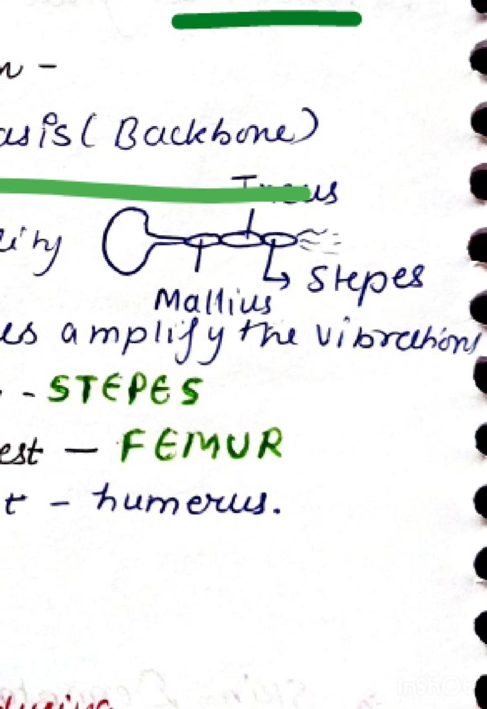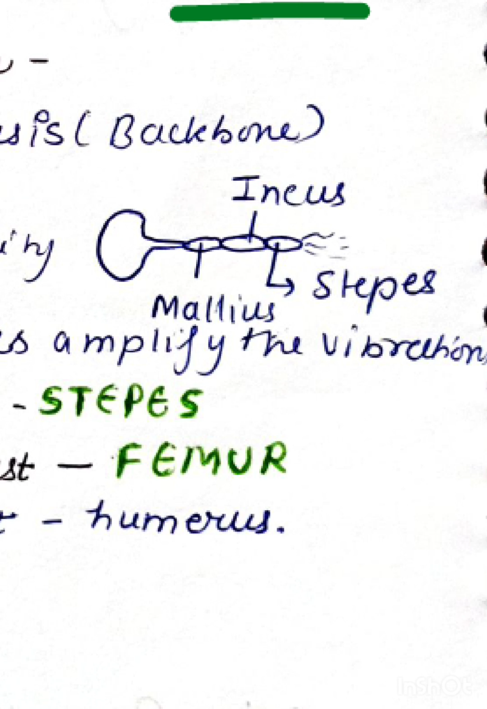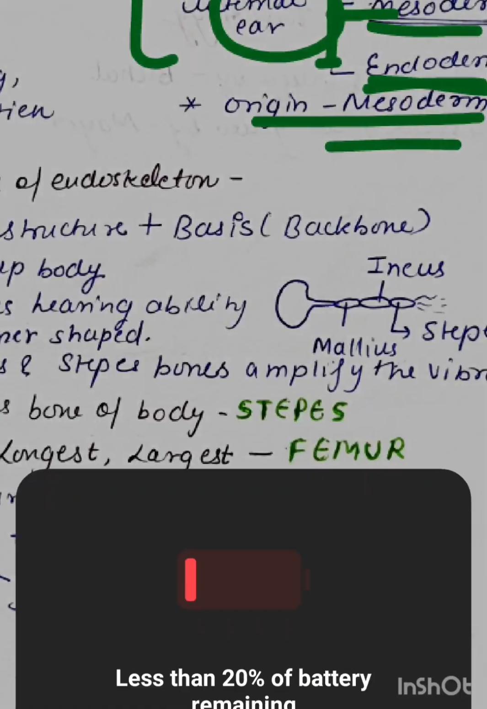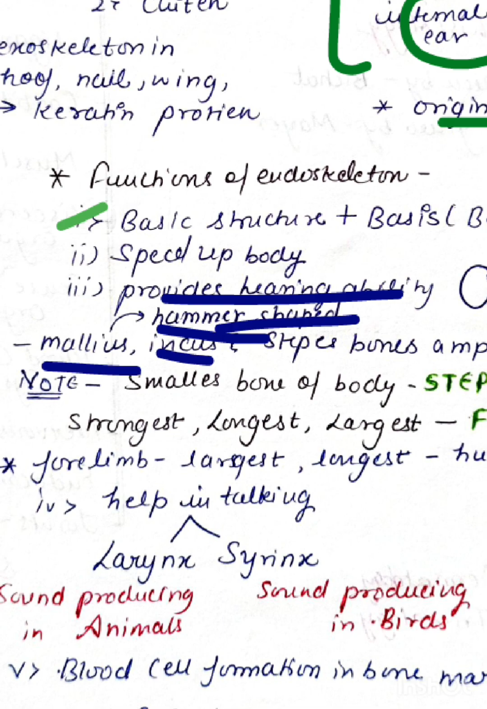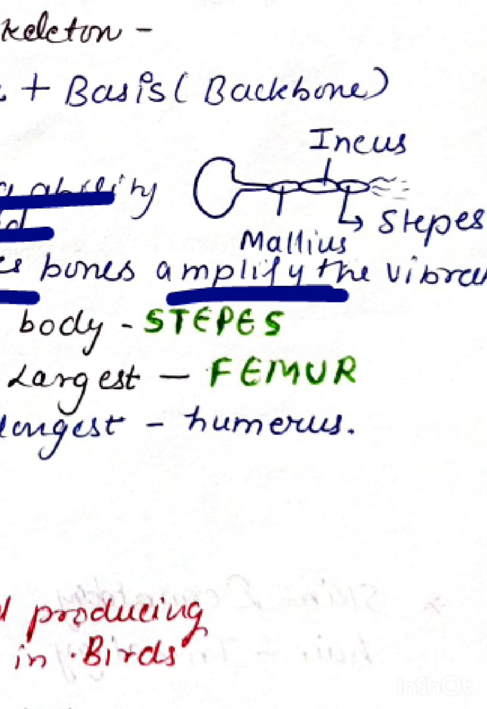Here we go. This is the structure of the ear. For example, this is malleus, incus, and stapes. Stapes is the smallest bone in the body. Malleus is hammer shaped. It looks like a hammer, so it is known as the hammer shaped bone. And incus is the middle part of these bones. So these provide hearing ability. Malleus is first, second one was incus, and third was stapes bone, which amplify the vibrations. Amplify means to increase the strength of the voice.